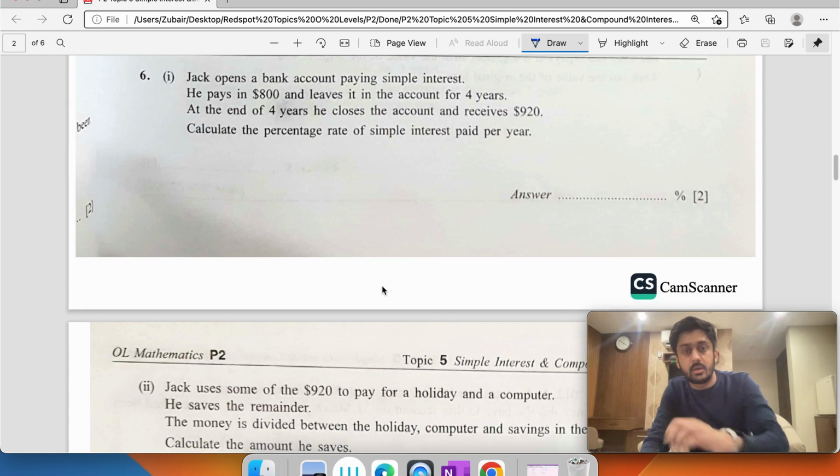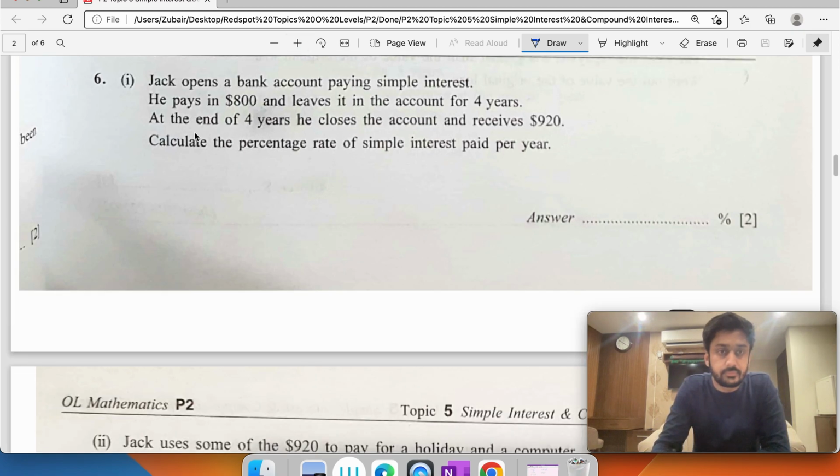Jack opens a bank account paying simple interest. He pays 800. He leaves it in the account for 4 years. At the end of 4 years, he closes the account and receives this. Calculate the percentage rate. Same nature of question. I equals PRT over 100, 800, and this is 920.